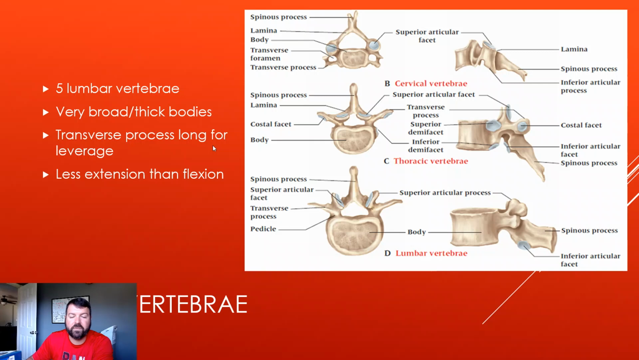The lumbar has only 5 vertebrae. They are very thick and heavy because they have to support a lot of weight. That's why they usually get bigger as they go down. The transverse process is very long for a lot of leverage. There's less extension than flexion in some of these because the lumbar spine is already in a lumbar curve, so it doesn't want you to do a lot of extension there, but it will allow you some flexion.